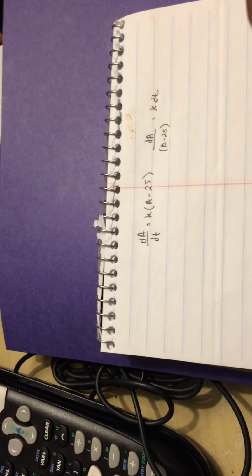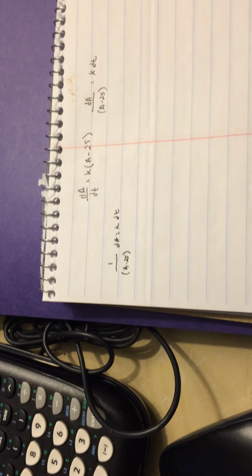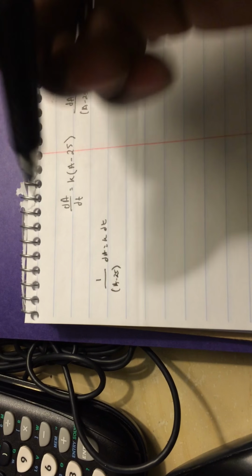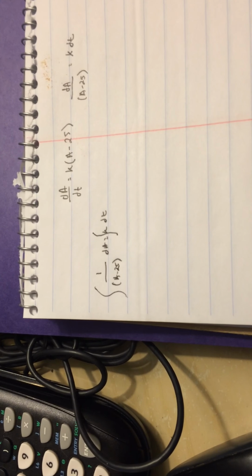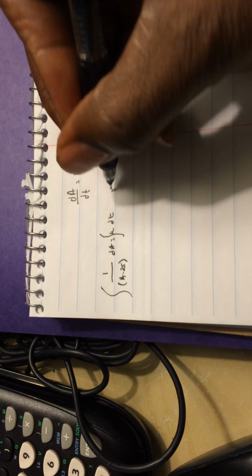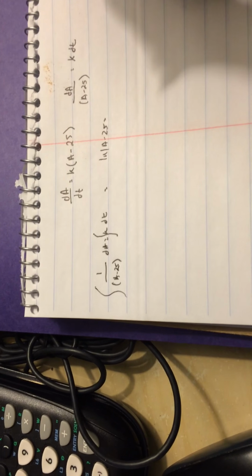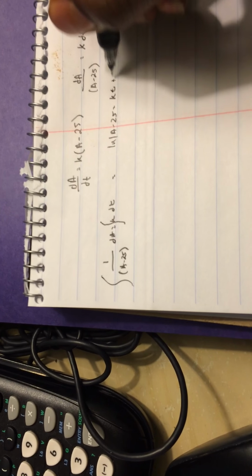What might help a little bit is if we rewrite this equation as 1 over A minus 25 times dA equals K dt. We see that if we differentiate the inside, the A minus 25, we will get the top of our fraction here. So we're going to integrate. That allows us to use ln as our solution. So what we're going to end up with is the ln of the absolute value of A minus 25 equals K t plus C.